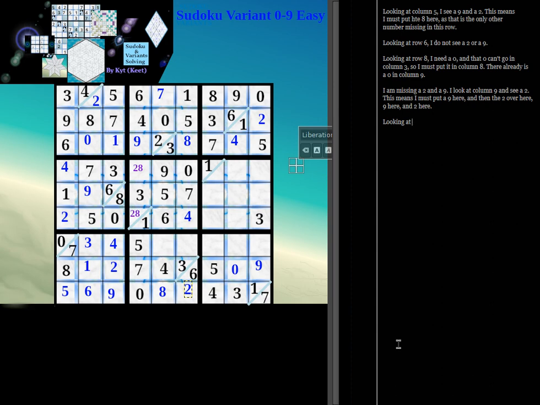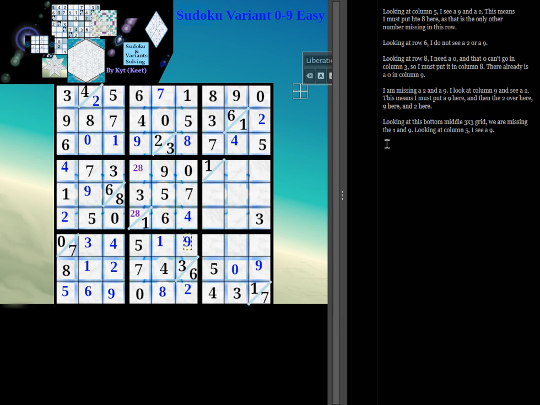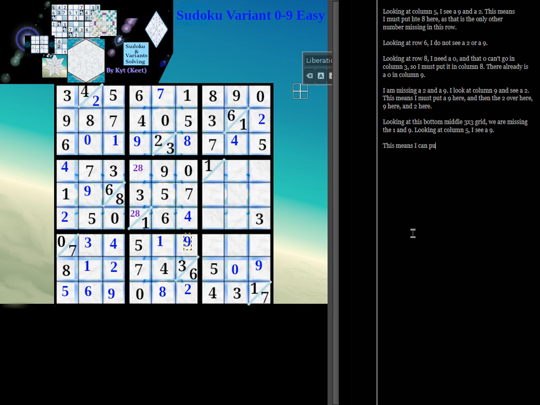Looking at this bottom middle 3x3 grid, we are missing the 1 and 9. Looking at column 5, I see a 9. This means I can put the 1 in column 5 and the 9 in column 6.